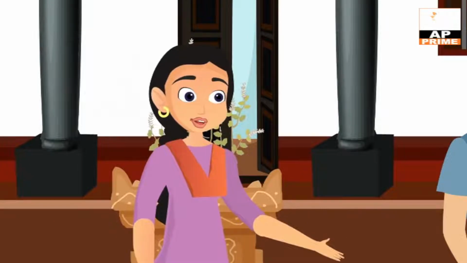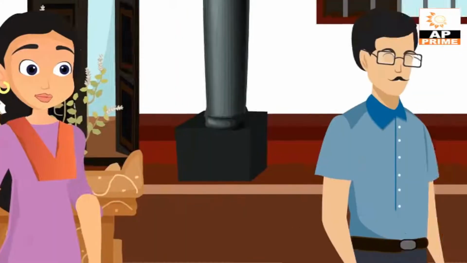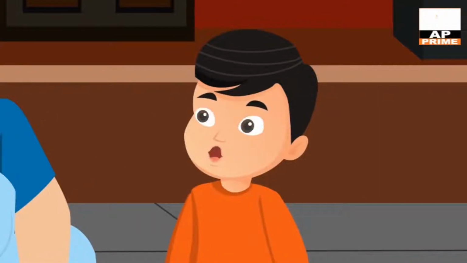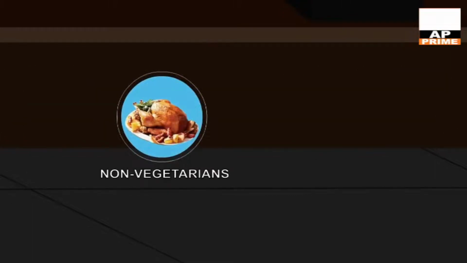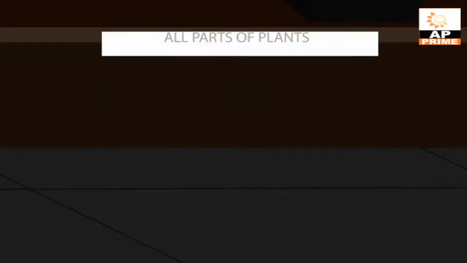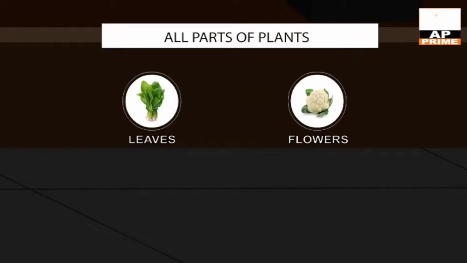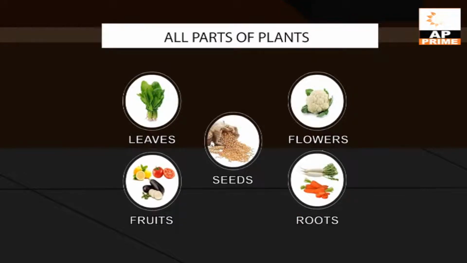Had fun with your uncle? What were you about to tell me? I enjoyed a lot today, Ma. I learned about the two sources of food, plants and animals. Those who eat meat and fish are called non-vegetarians, and those who don't are called vegetarians. All parts of a plant, like leaves, flowers, fruits, roots, and seeds, are eaten. Plants also have medicinal properties.